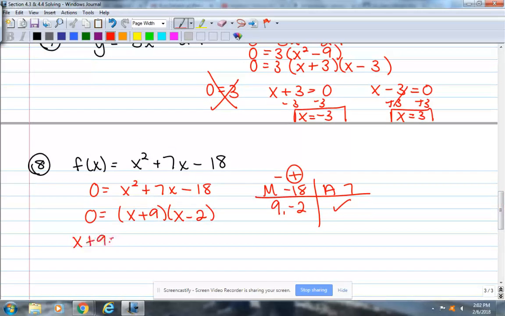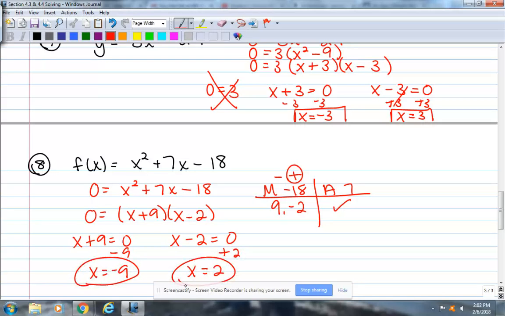X plus 9 equals 0. X minus 2 equals 0. You're going to subtract 9, and x equals negative 9. And you're going to add 2, and x equals 2. So those little short trinomials, you're going to be glad when you get those, aren't you?